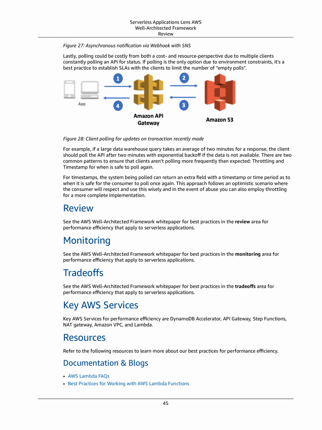Review. See the AWS Well-Architected Framework white paper for best practices in the review area for performance efficiency that apply to serverless applications. Monitoring. See the AWS Well-Architected Framework white paper for best practices in the monitoring area for performance efficiency that apply to serverless applications. Trade-offs. See the AWS Well-Architected Framework white paper for best practices in the trade-offs area for performance efficiency that apply to serverless applications. Key AWS services. Key AWS services for performance efficiency are DynamoDB Accelerator, API Gateway, Step Functions, NAT Gateway, Amazon VPC, and Lambda.